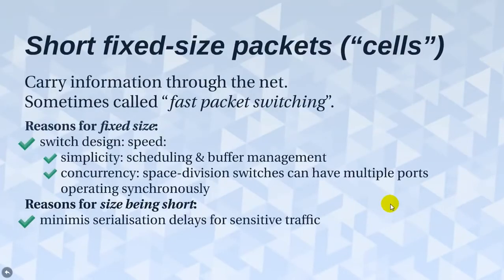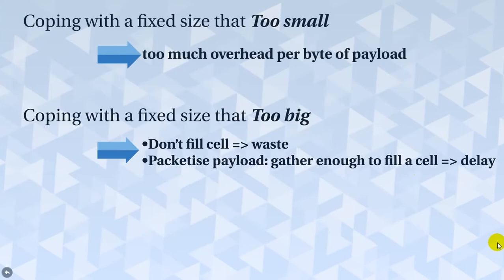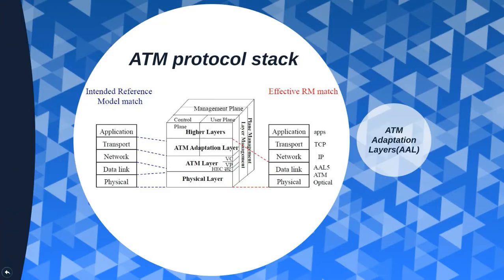Short fixed-size packets we just talked about in ATM carry information through the network. Simplicity and concurrency are the reason for fixed size in terms of switch speed. Size being short means minimizing serialization delays for sensitive traffic, which we can see from this picture. As for fixed size, if it's too small, there will be too much overhead per byte of payload. But if too big, it wastes space when a cell cannot be filled, and delays while waiting to get enough data to fill a cell. And for ATM, the cells are 53 bytes.